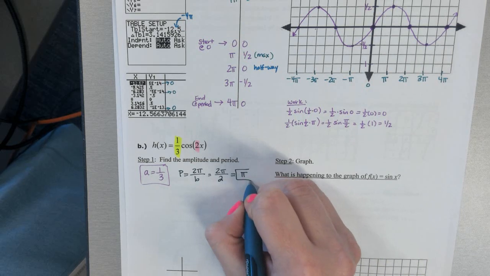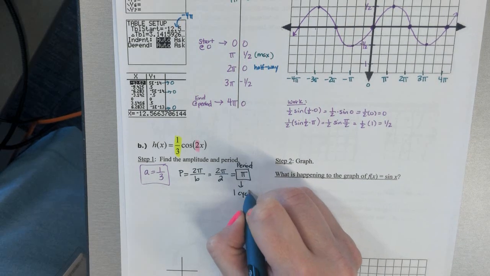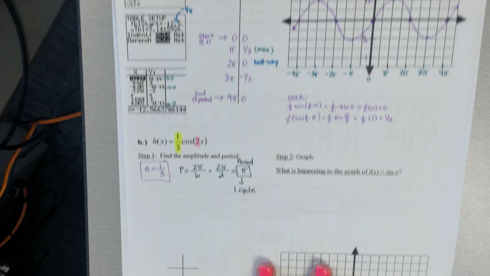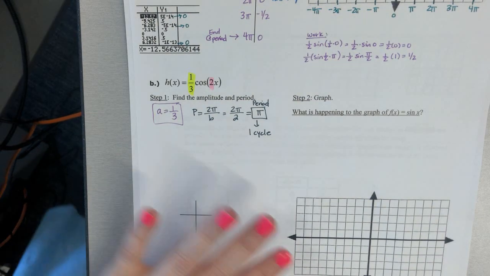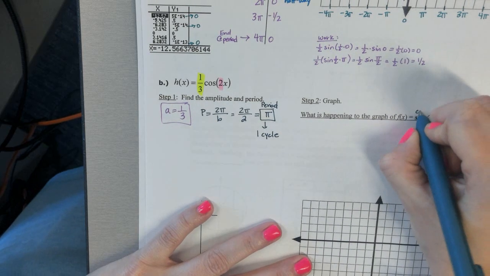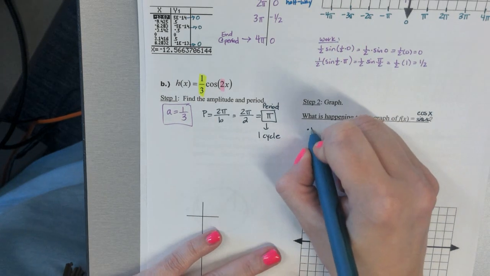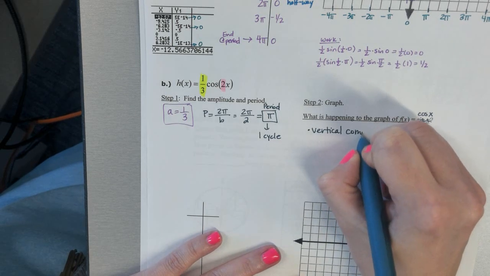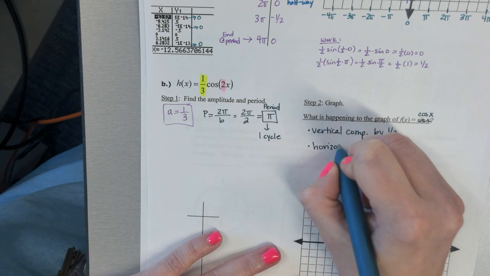Pi. Okay, so this is your period, which means this is one cycle. So you're going to start at 0, you're going to end at pi. You're going to end at pi, okay? So this is what's happening to the graph. This time we're doing cosine. So cosine of x, okay? So vertically, what's happening? There's a vertical stretch or compression? Compression by what? 1/3. Okay, horizontally, what's happening? Stretch or compression?